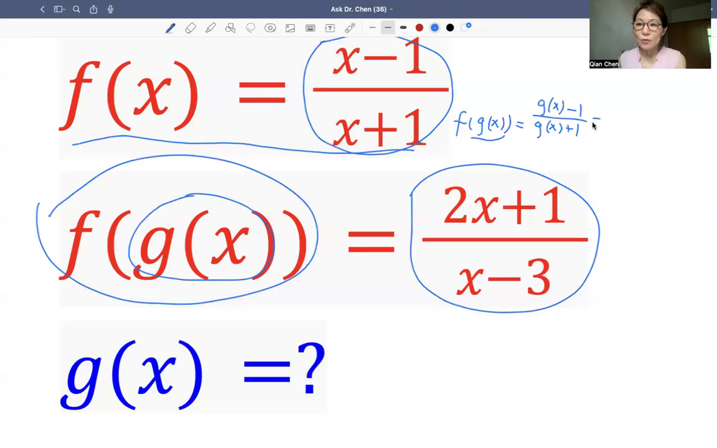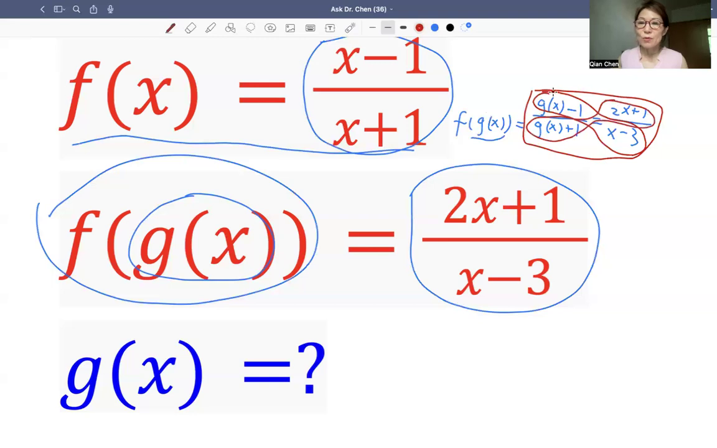So we can equal to 2x + 1 divided by x - 3. Now we can cross multiply, right? So we focus on this equation. So g of x -1 divided by g of x +1 equals 2x + 1 divided by x - 3. Now we can cross multiply. We use this numerator multiply by this denominator. This is called cross multiplication.